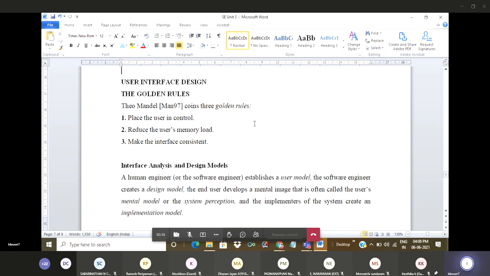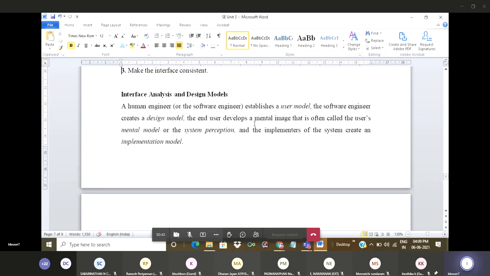So under user interface design, we have many things to discuss. One is the interface analysis and design model. A human engineer or software engineer establishes a user model. The software engineer creates a design model. The end user develops a mental image that is often called the user's mental model or system perception. And the implementers of the system create a system implementation model.